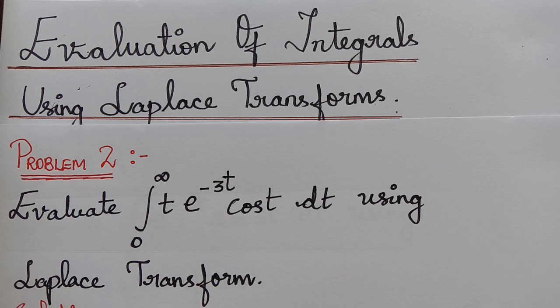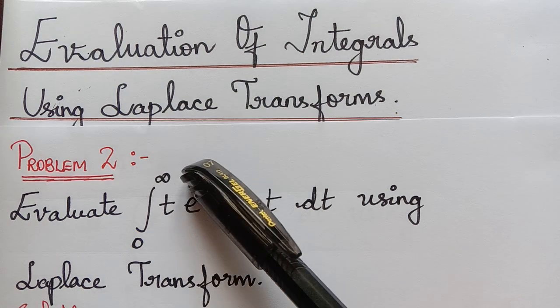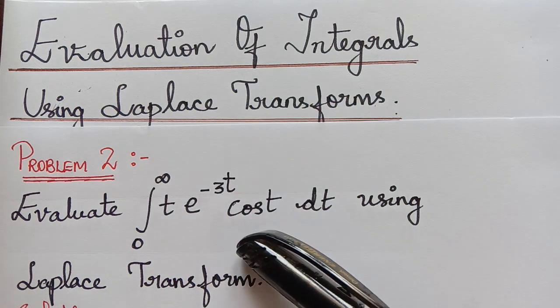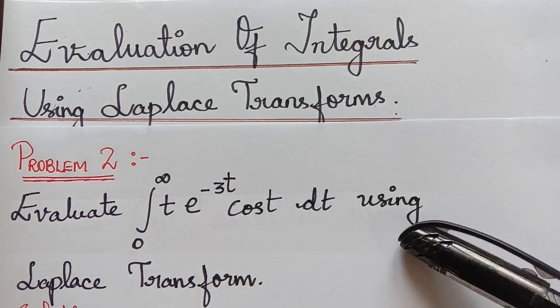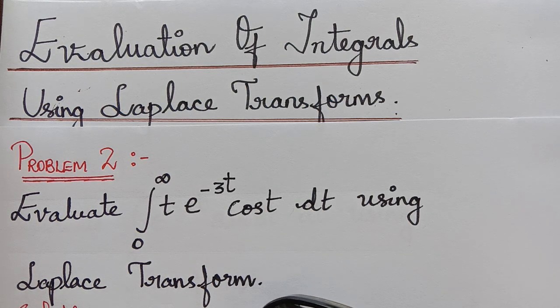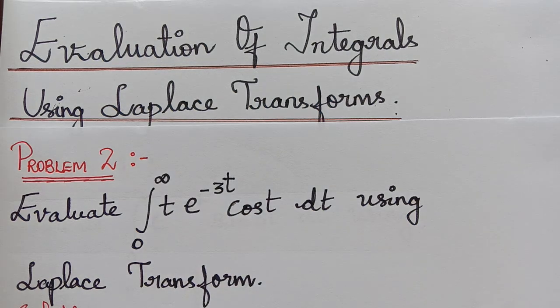Dear students, under the topic Evaluation of Integrals using Laplace Transform, here we have problem 2. The question is, evaluate the integral from 0 to infinity of t e^(-3t) cos t dt using Laplace transform. So we have to use Laplace transform in order to evaluate this integral, for which first we have to write the definition of Laplace transform.